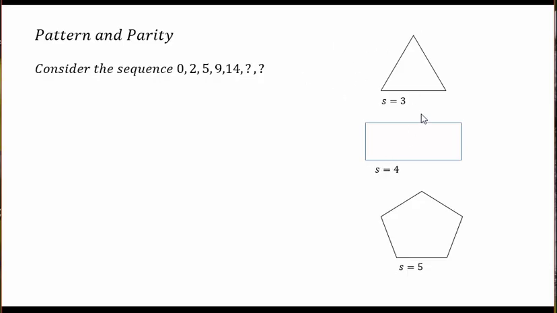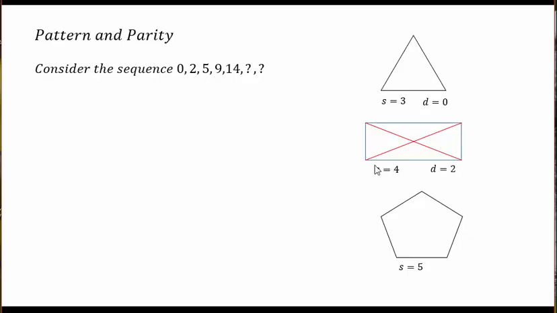Okay, so we have a triangle. A triangle has 3 sides, right? And then we have a rectangle which has 4 sides, and then we have a pentagon with 5 sides, right? So for the triangle, if we notice, it has 0 diagonals. Recall that a diagonal is a line segment that joins 2 opposite corners, so that's really not possible for a triangle. Let's go to a rectangle now, and we notice that there are 2 diagonals that can be formed.